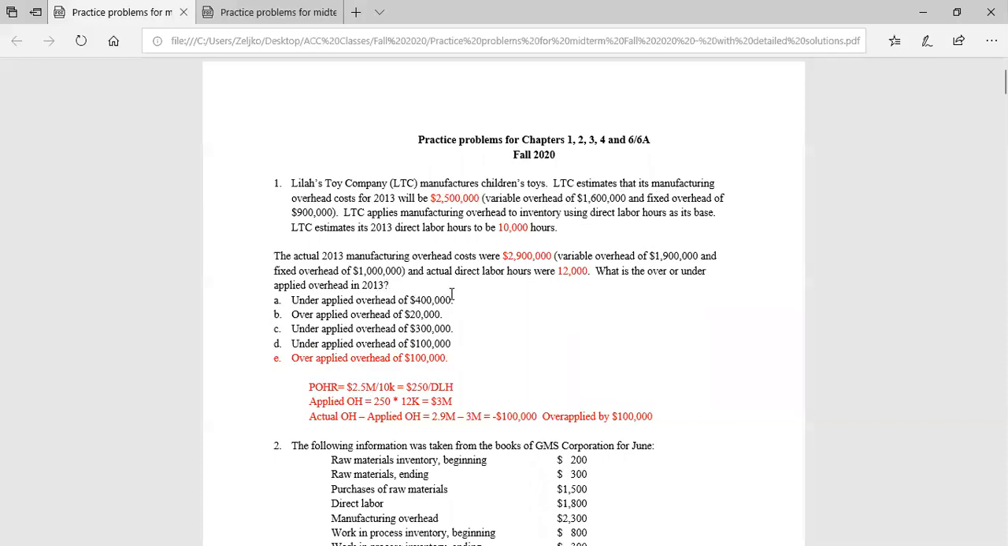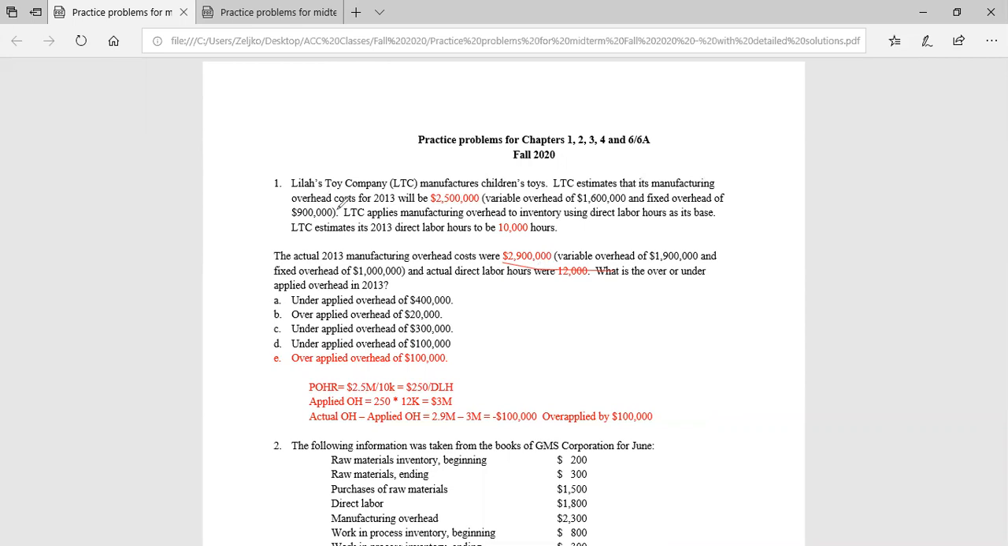Now, immediately, I'm looking for over or under applied overhead. So I need applied overhead and I need actual overhead, so I can compare them, because that's what you're looking for. The actual manufacturing overhead costs were this, so you have this piece of information. Very good. Now let's see what the applied overhead is.